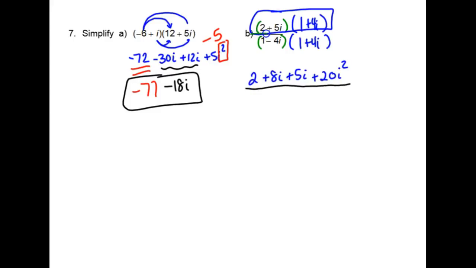I have to distribute the denominator. Conjugates work out really nicely, and if you know the shortcut, you can take it. But 1, and then you have a plus 4i and a minus 4i. That's the cancellation that should happen. And then a minus 16i squared.